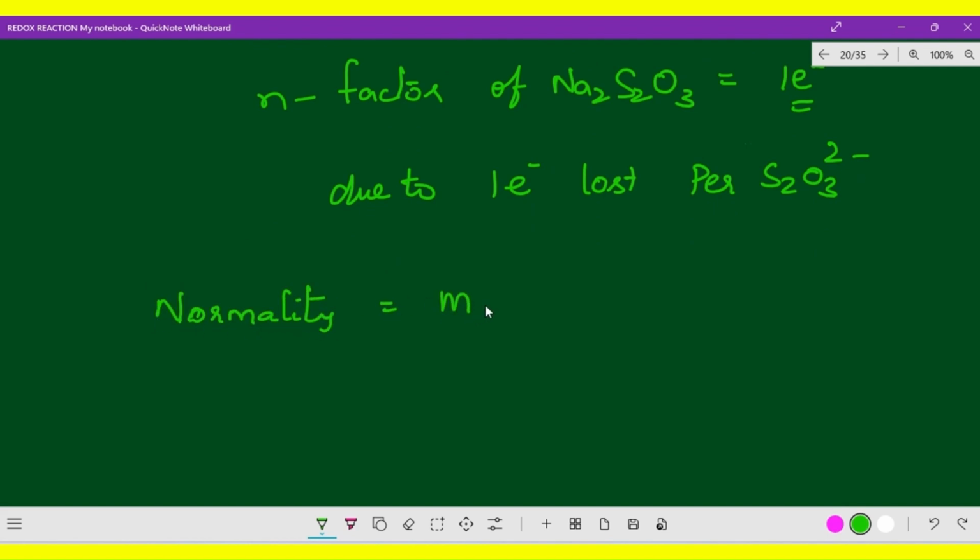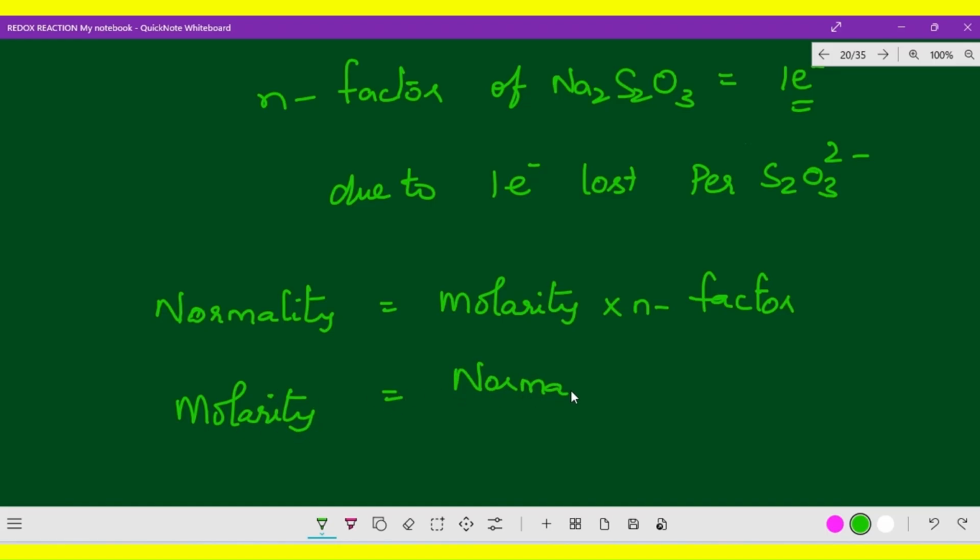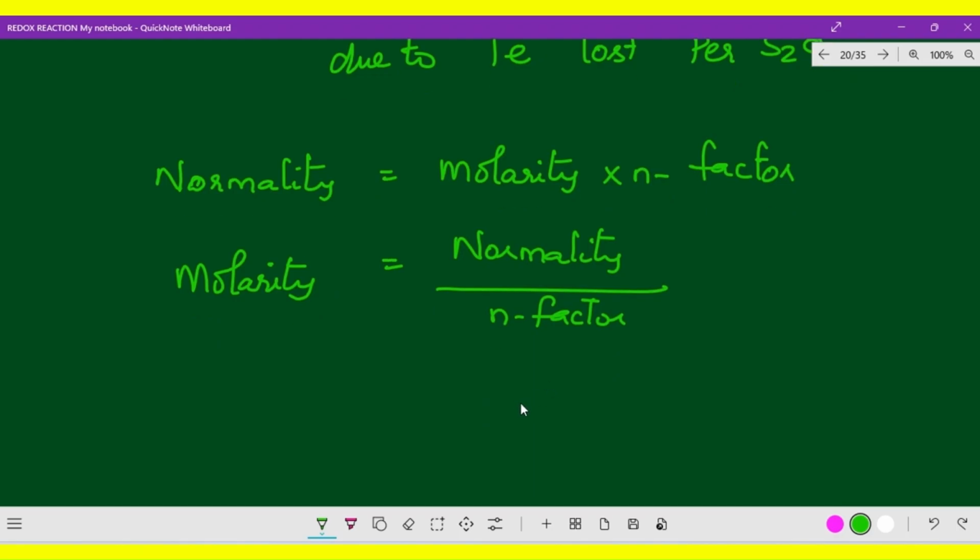Normality equal to molarity into n factor. This you know very well. So this is n factor. Now here molarity we have to bring it out. So molarity equal to normality divided by n factor. So normality already we found how much it is.